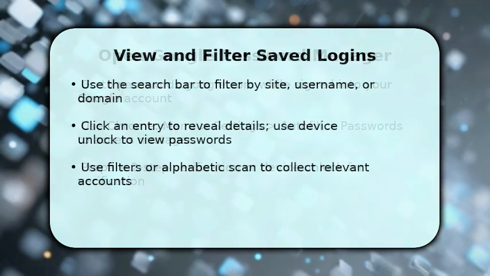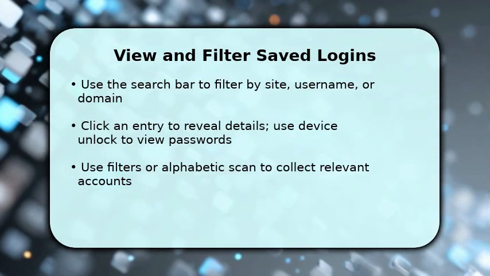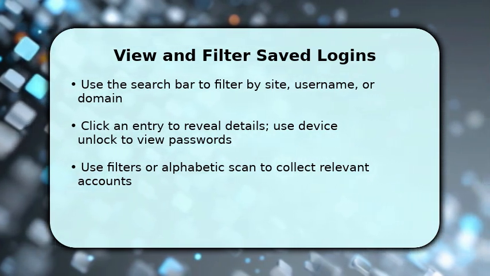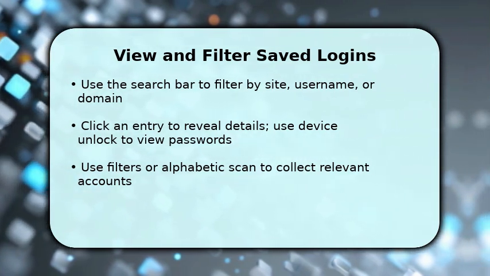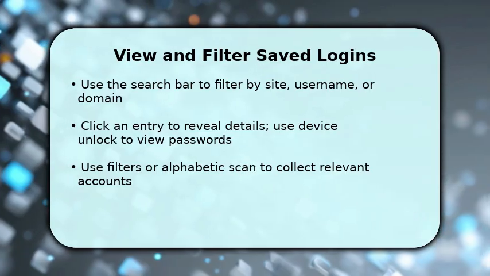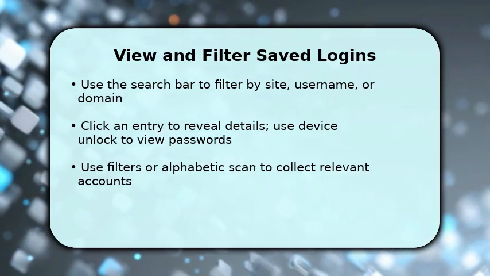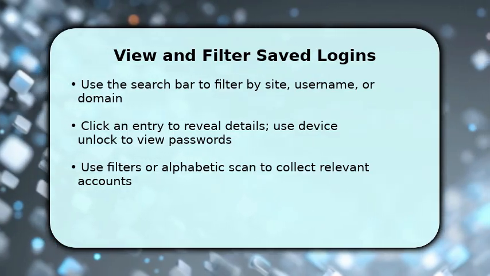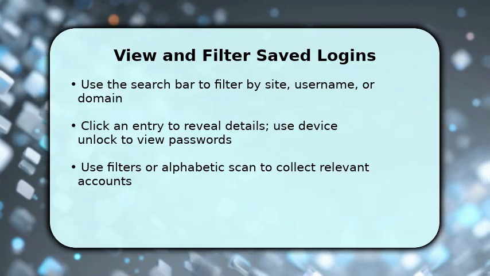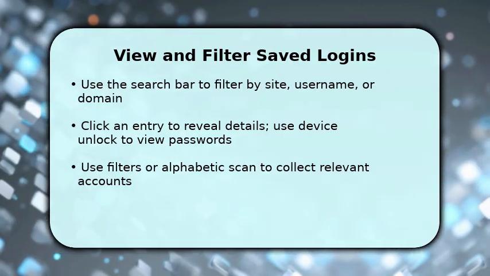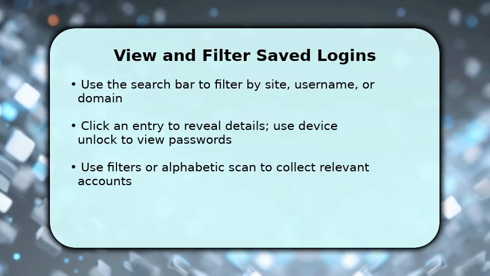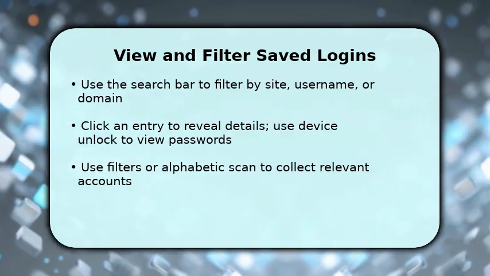Next, filter and inspect the saved logins to find exactly what you need. Type a site name or domain into the search bar to narrow results quickly. Once you click an entry, Google will prompt you to unlock with your device PIN, fingerprint, or account password before showing the password. As you go, note usernames and whether entries are duplicates. Once unlocked, copy or record credentials into a secure vault rather than a plain text file.